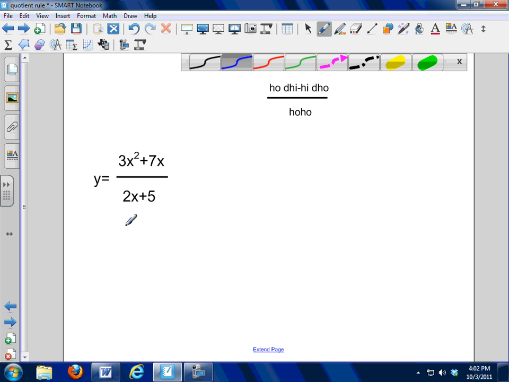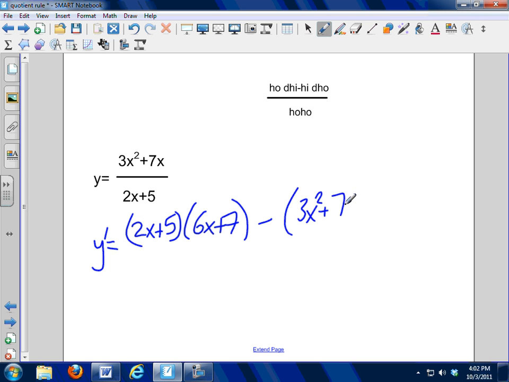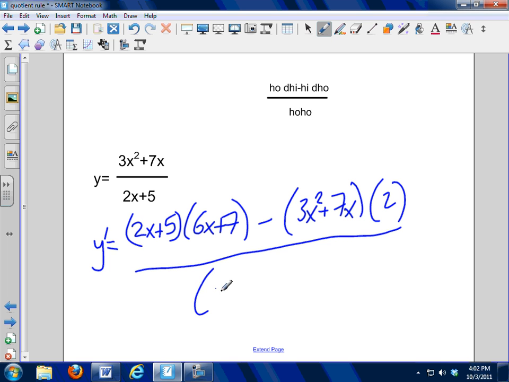So we want the derivative. Ho d high: ho is the bottom part, 2x plus 5. D high is the derivative of this, 6x plus 7. Minus high, that's this 3x squared plus 7x, d ho, which in this case is 2, all over ho ho, which we're just going to write as 2x plus 5, quantity squared. So there we did ho d high minus high d ho all over ho ho.